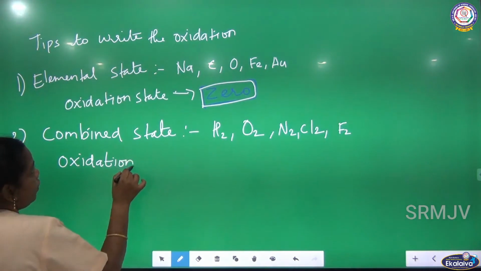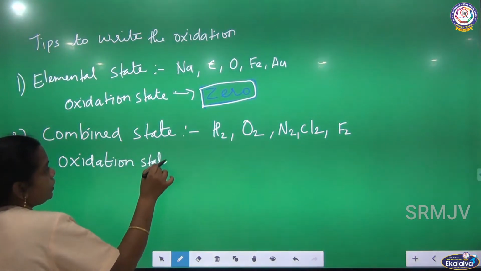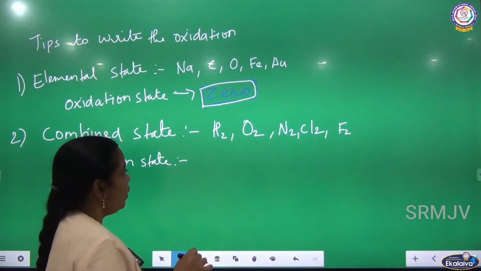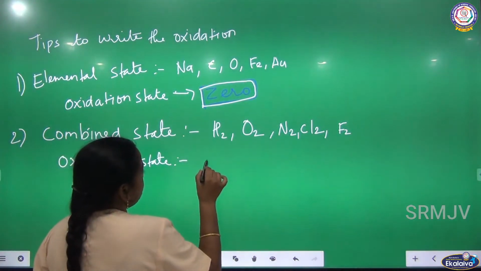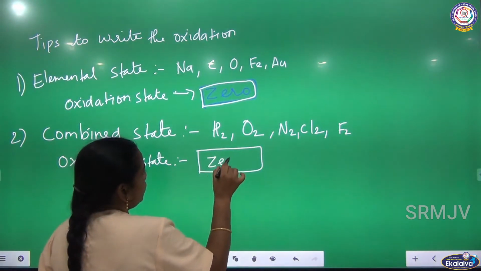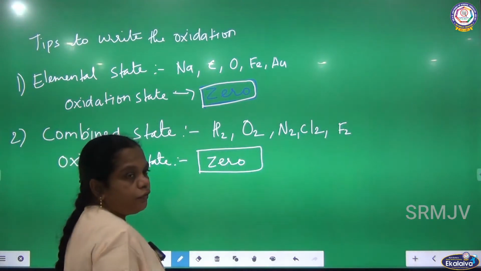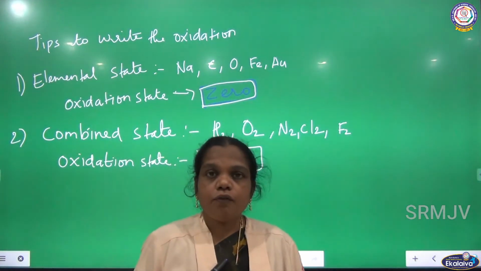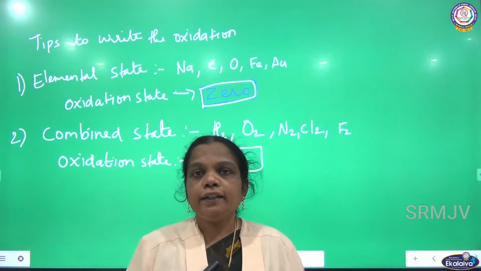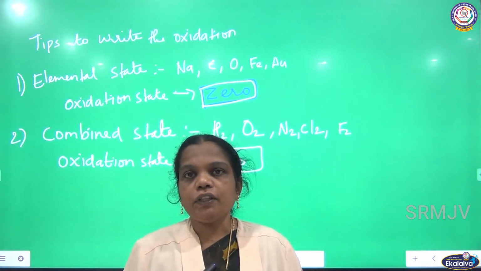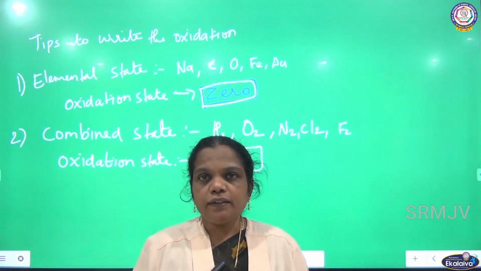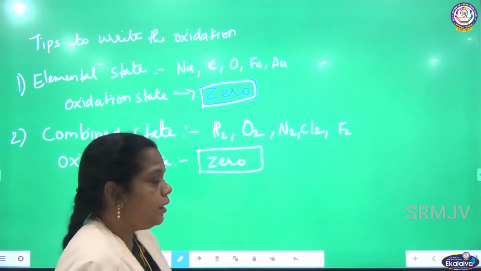The oxidation number is also 0. If the atom exists in the form of elemental state, the oxidation number is 0, and in the combined state, if it combines with its own atom, in this case the oxidation number is 0, or the state is 0.